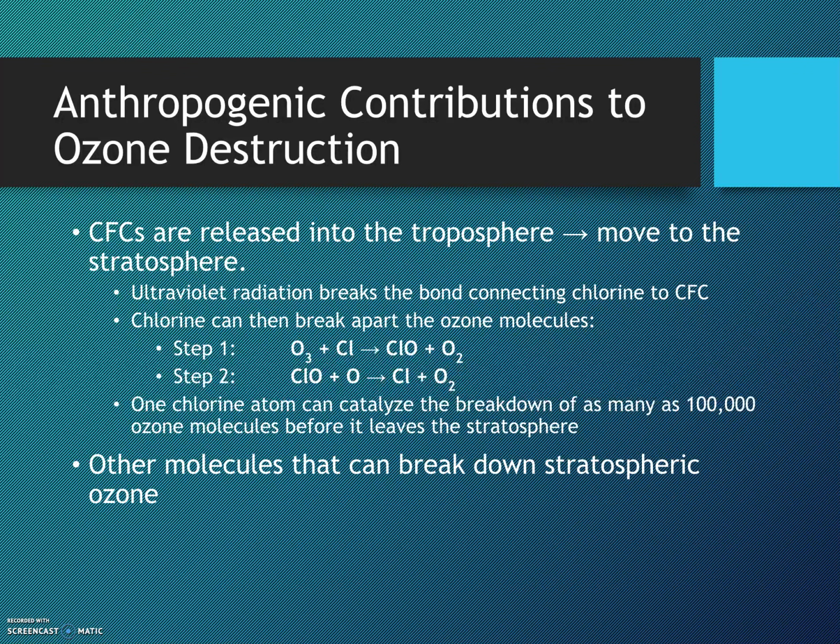There are 2 steps that occur. One is that ozone combines with chlorine to form ClO plus O2, and then in step 2, that ClO that was formed combines again with oxygen to form Cl and O2, and so then that Cl is propagated again, so then it can join again with the ozone. So these chlorines, these CFCs, can destroy as many as 100,000 ozone molecules before they even leave the stratosphere. That's a pretty big deal. We want to have that ozone in the stratosphere to protect us, and so we don't want it to go away.